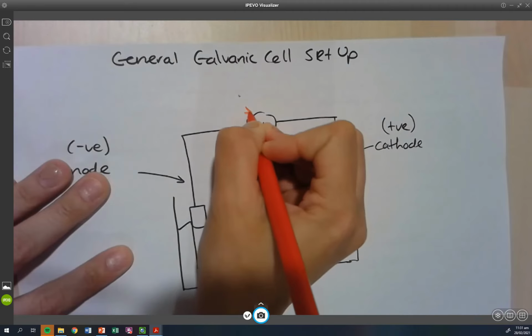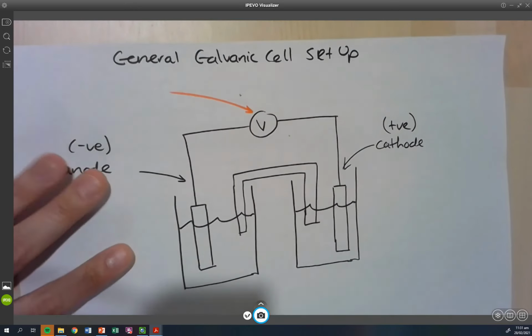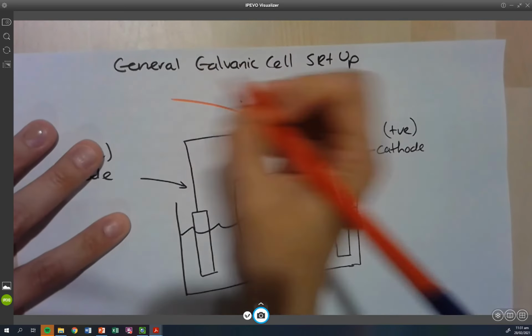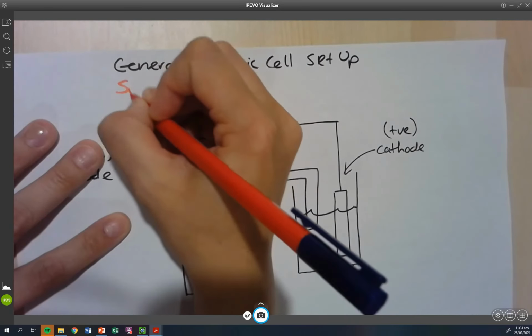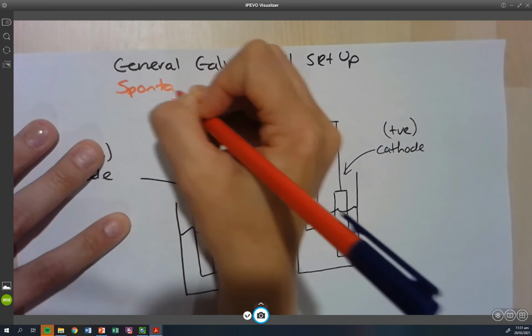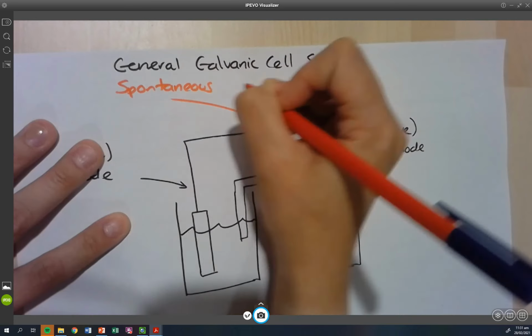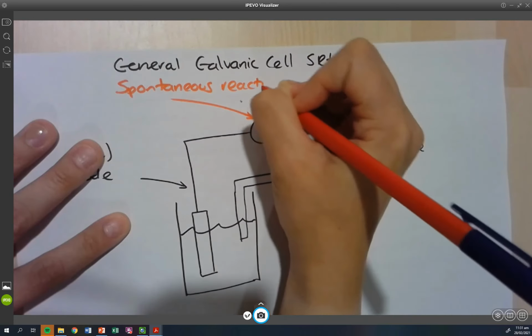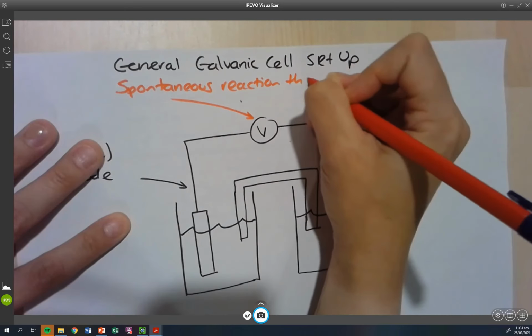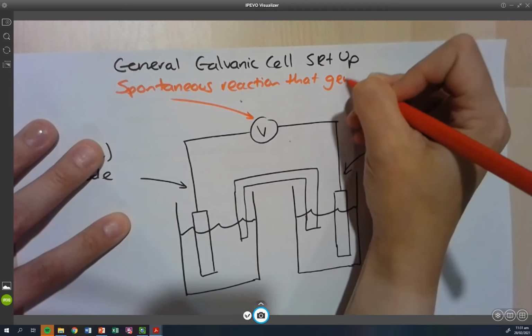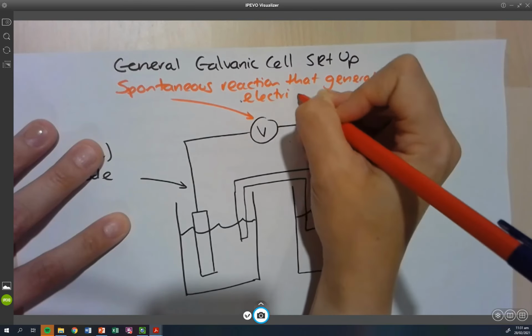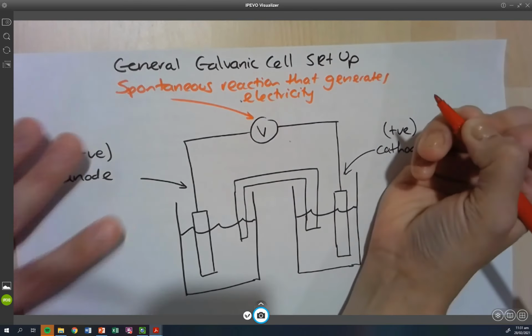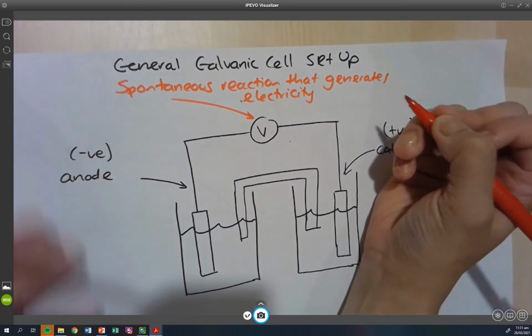So I'll write that as my first point for you to think about. We have that voltmeter there. This generates electricity. So no need to hook it up to a power supply.